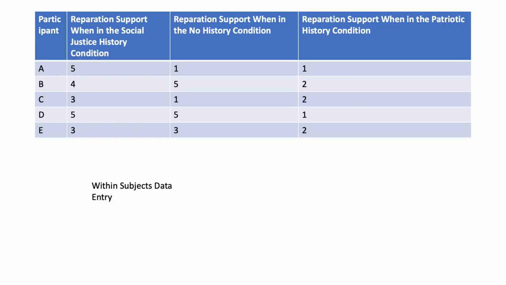So now we enter our data one row per participant. So participant A, their reparation support when in the social justice history condition was 5. Their reparation support when in the no history condition was 1. Their reparation support when in the patriotic history condition was also 1. So I enter my data that way. This is how you do it, one row per participant.